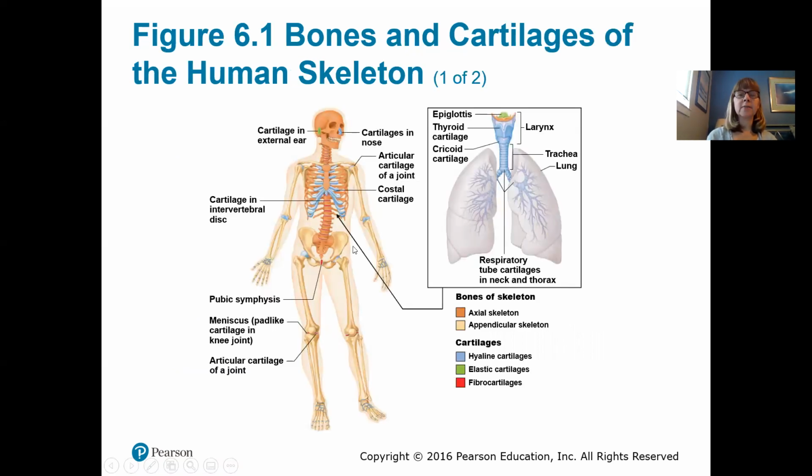As we look at the different types of cartilage, you can see the three are color-coded. The fibrocartilage is the one here in the menisci, in very specific areas of the body, and also in the pubic symphysis. The elastic cartilage, as we mentioned, is in your ear and in the epiglottis, right above the larynx. And the hyaline cartilage is pretty much everywhere else throughout the body.